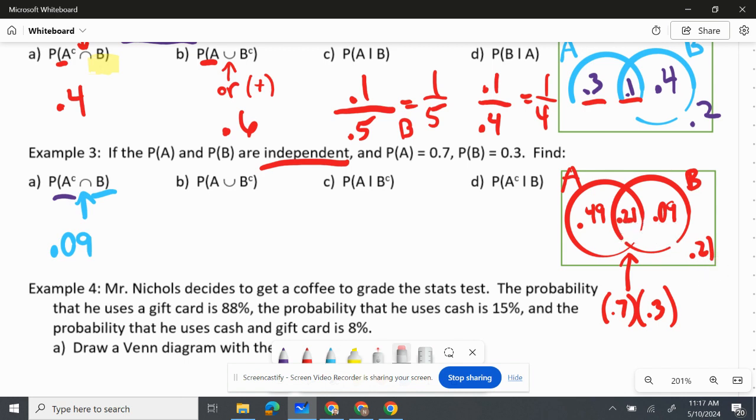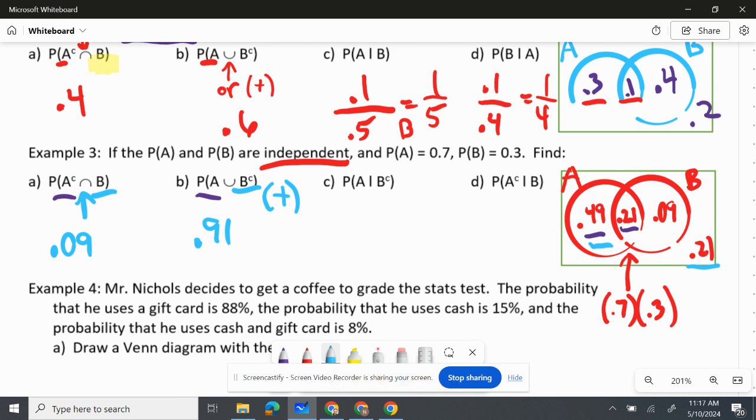Now, if we're looking at the next one, let's look at A. A would be the 0.49 and the 0.21. Not B. Not B would include the 0.49 and the 0.21. But since this is an or statement, it means we add up wherever there's a line, and that would be 0.91.